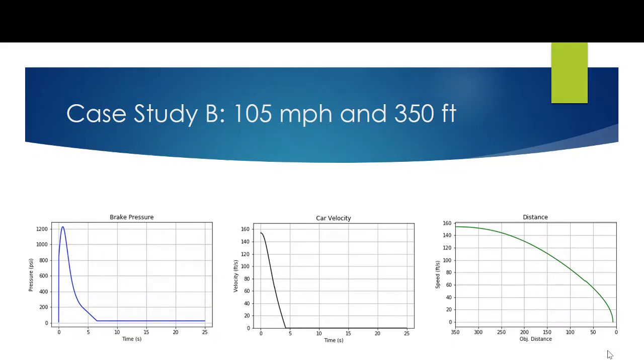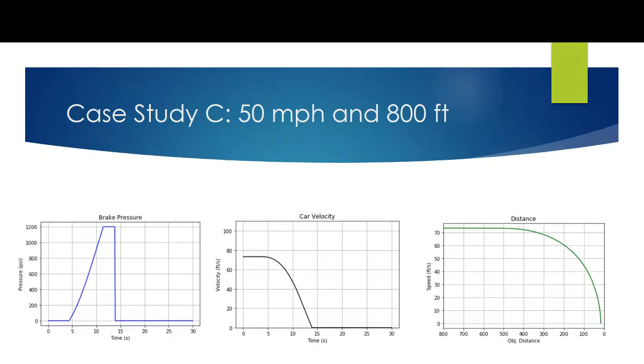the object. Our last case study was at a slower speed and a much larger distance, at 50 miles per hour and 800 feet initial distance from the object. Initially we aren't even within the safe braking distance, so we just stay at the same speed. You can see on this middle graph, velocity versus time, that we stay at the same speed until, after about 5 seconds, we come within that safe braking distance. That's when the brake pressure begins to climb and it comes to max, and we're able to stop the car at around 13 seconds, as you can see here.